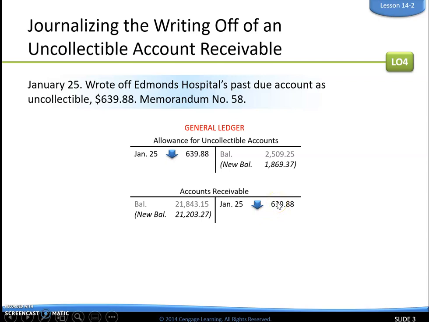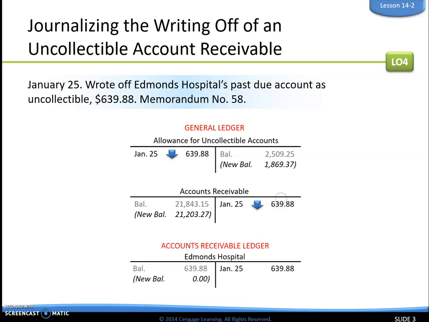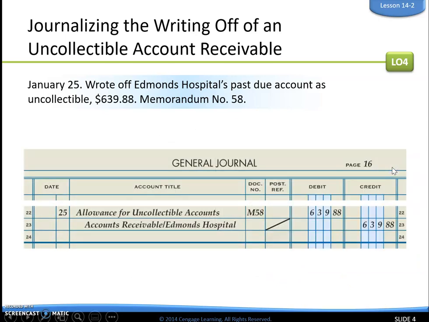They don't owe us money anymore. We're writing off that account. We're canceling what they owed us. Okay. And so we also need to credit Edmonds Hospital for that same amount. Okay. We're writing off that account. So this is going to go into our general journal because we're not receiving cash. Remember, we're using our allowance to cover what they owed us.